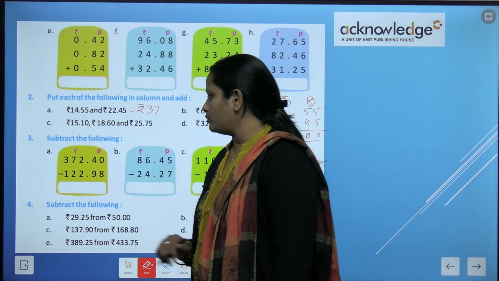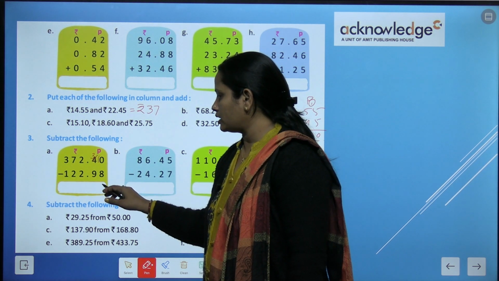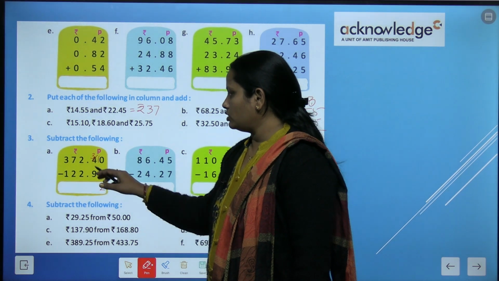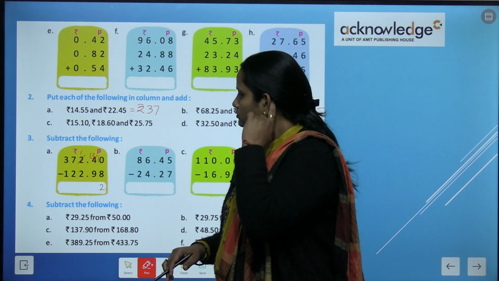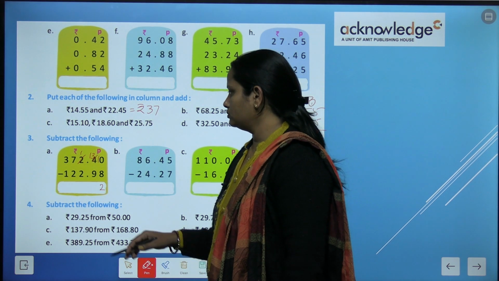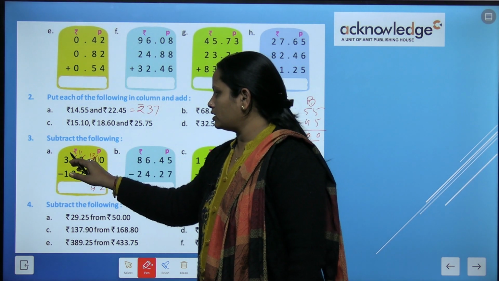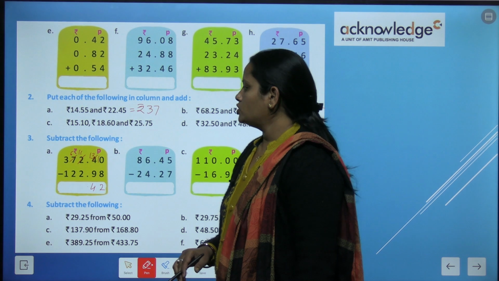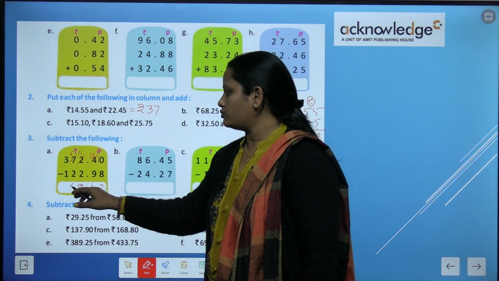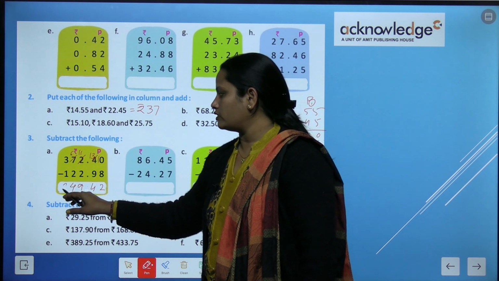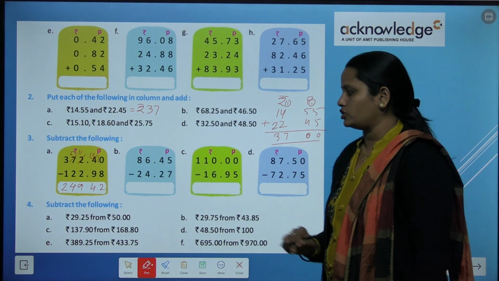Next is subtract the following. From 10 we are going to subtract 8. It will be 2. Now 3 में से 9 will not go. So it will be 1 here. 11 में से हमने कट किया. So 11 minus 2 will be 9. Now 6 minus 2 will be 4. And 3 minus 1 will be 2. So the answer is 249 rupees and 42 paise.